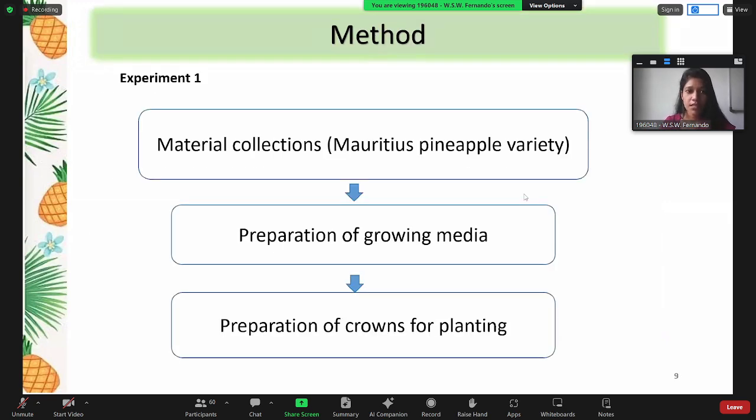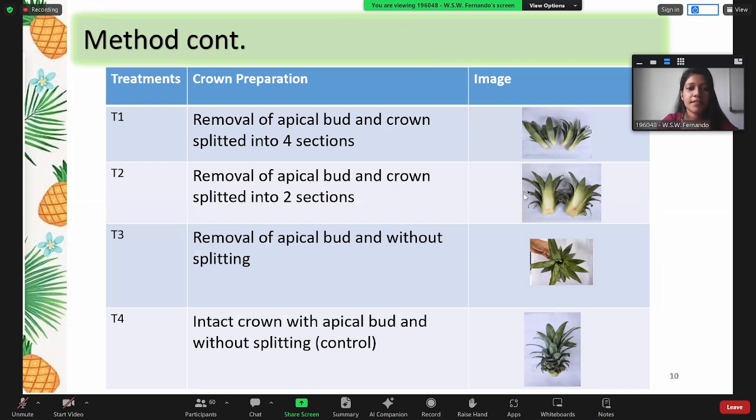When talking about the method, this research was conducted in 2 experiments. In the first experiment, initially, the pineapple crowns were collected using Mauritius variety due to its high productivity, and then topsoil and compost were mixed in 1:1 ratio for preparing growing media. Then, all the selected crowns were prepared according to 4 treatments. You can see it in the graph. In the first and second treatment, apical bud was removed and crowns split into 4 sections and 2 sections respectively. And in the third treatment, the crowns were subjected to removing apical bud without splitting. The fourth treatment was considered as the control one.